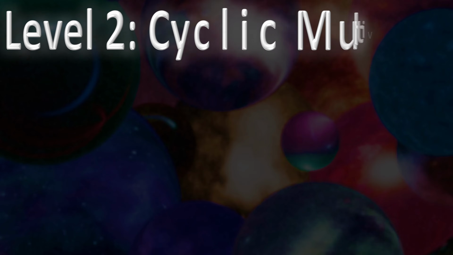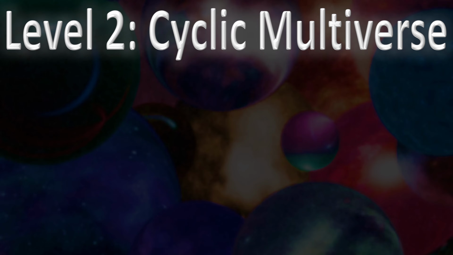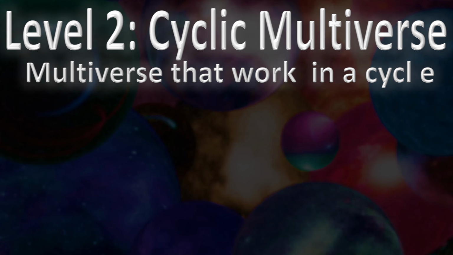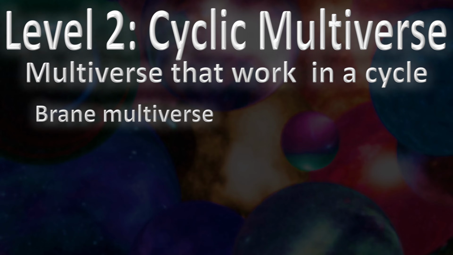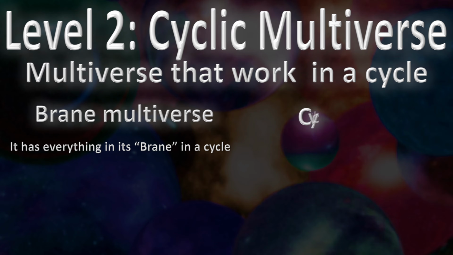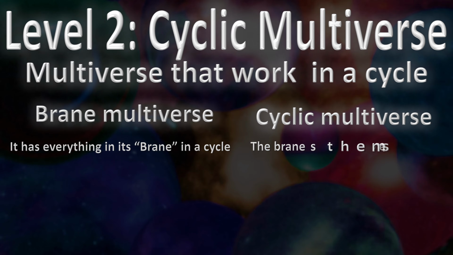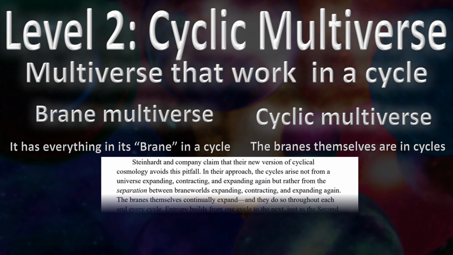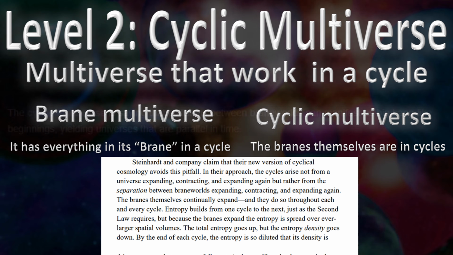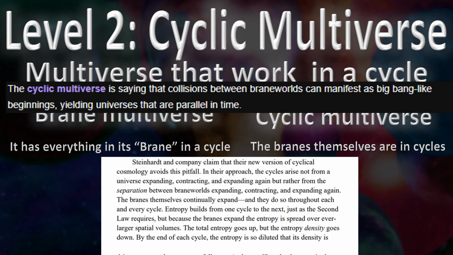Now for our next level 2 multiverse, we have the Cyclic Multiverse. By its own name, how it actually works is that it is a multiverse that works in a cycle. A little bit deceiving because the Brane Multiverse, the one that it is built off, also works in a cycle. However, what is meant by this is the Brane Multiverse is meant to expand and contract all the matter in it in a cycle within the brane. However, here, this multiverse cycle says the branes themselves can expand and contract and even collide with one another to produce parallel worlds. This is stated, and here's some little things to show it.